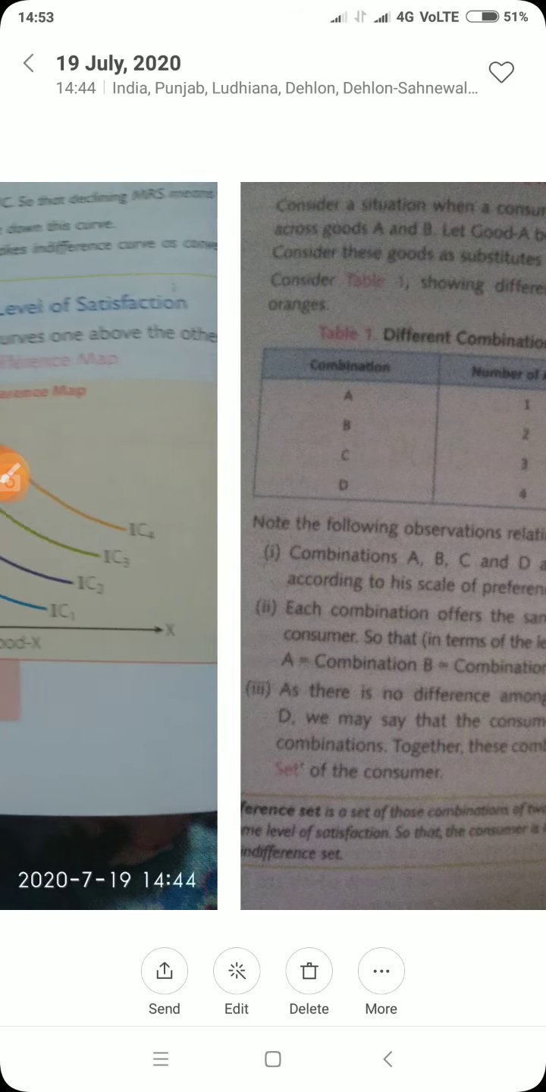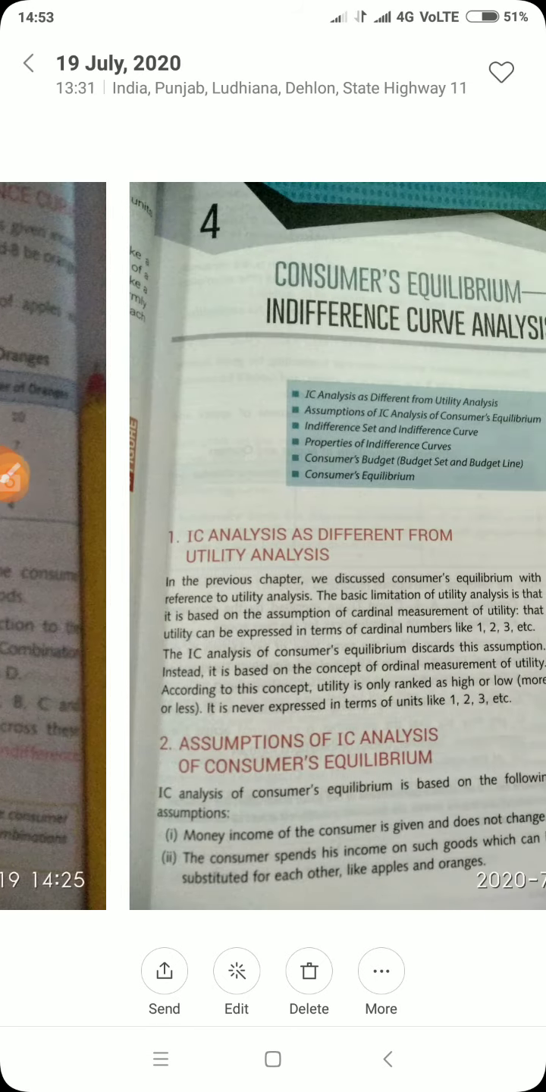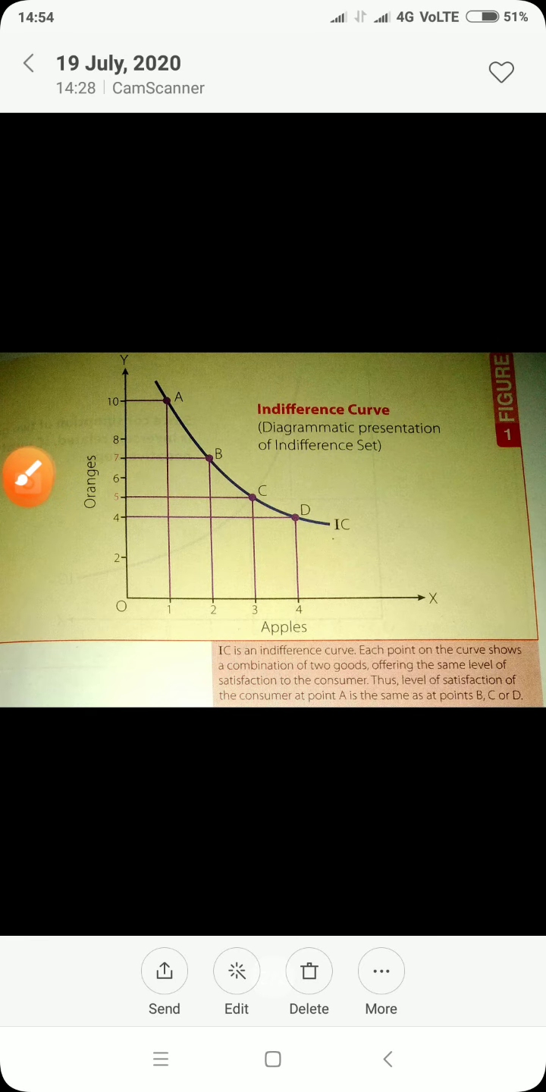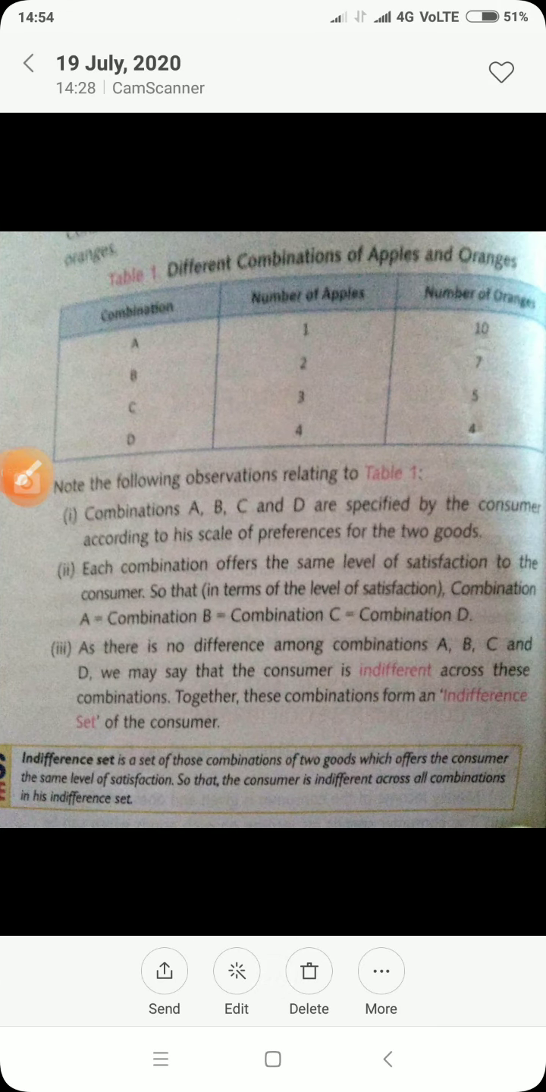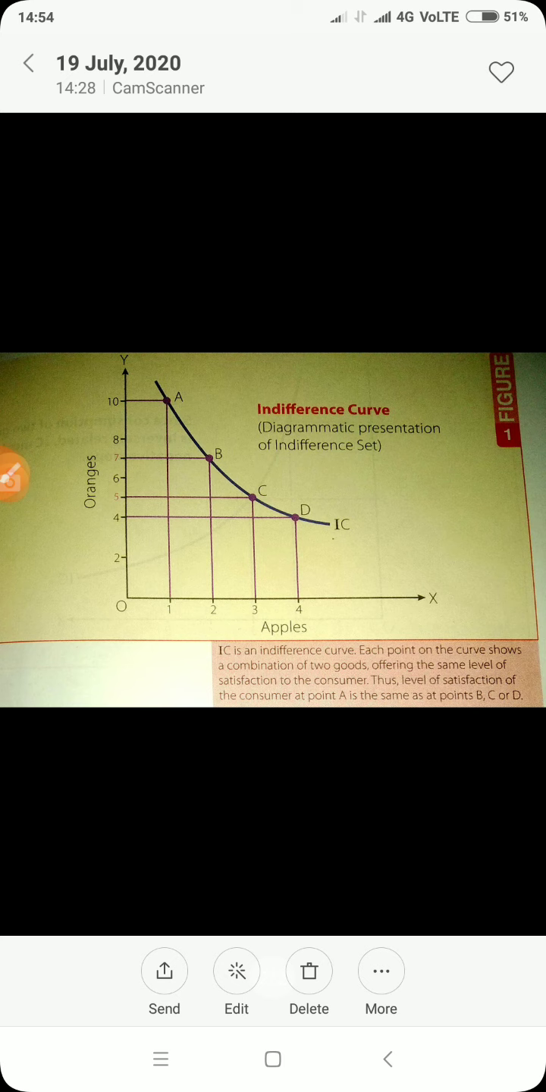When we plot the same data that we have discussed right now, about apples and oranges, on the graph, you can see the same data is plotted. On the x-axis we have the combination for apples, and on the y-axis we have the combination for oranges.